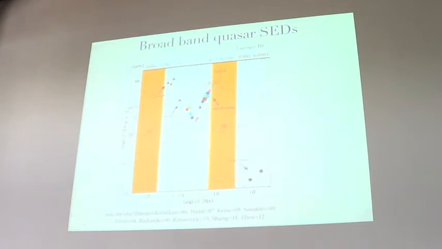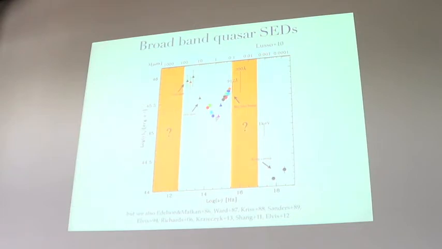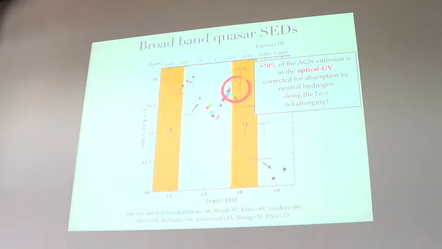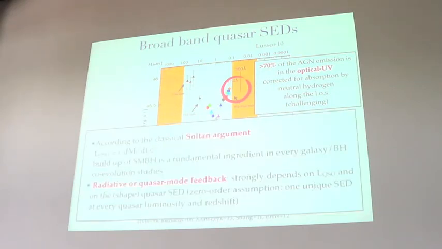So let's go back to this. I told you that I'm going to focus on this small part, which actually provides you more than 70% of the emission. However, this emission has to be corrected for absorption by hydrogen along your line of sight, and I told you that this is challenging. Why is this important? We have heard already about the classical Soltan argument. The luminosity of a QSO is tracing the accretion onto the supermassive black hole, and the buildup of supermassive black holes is a fundamental ingredient in all galaxy and black hole evolution studies.